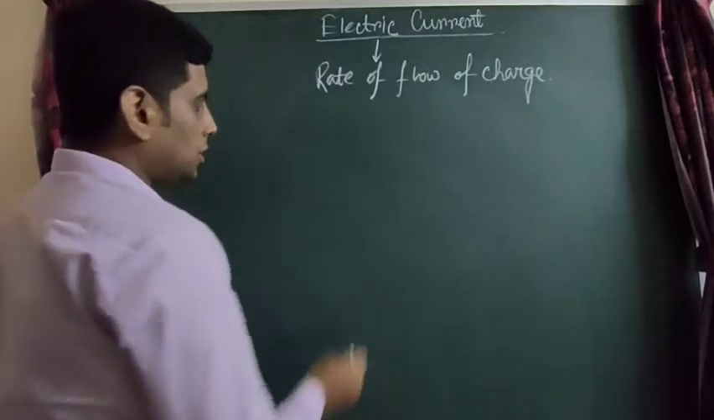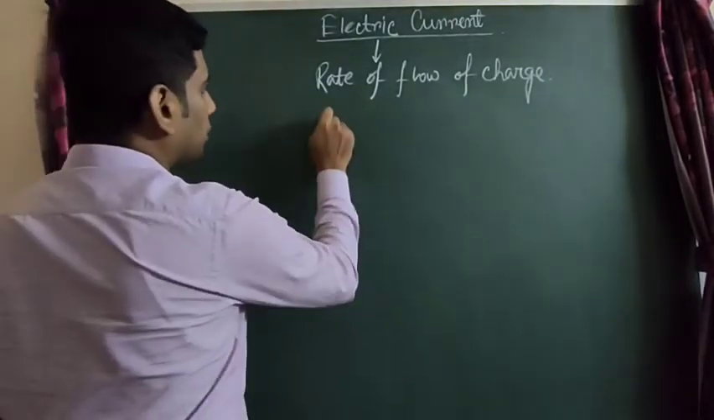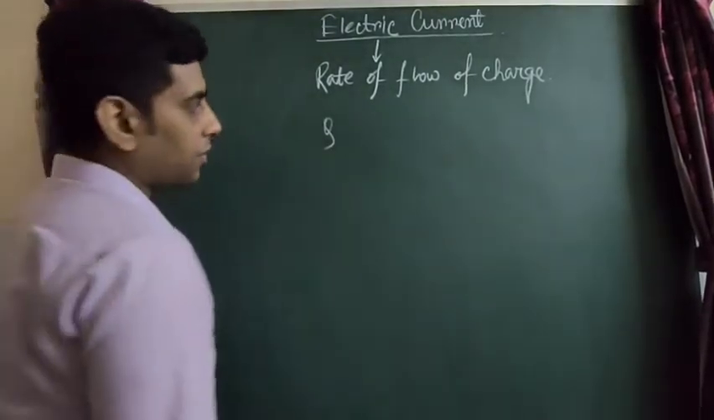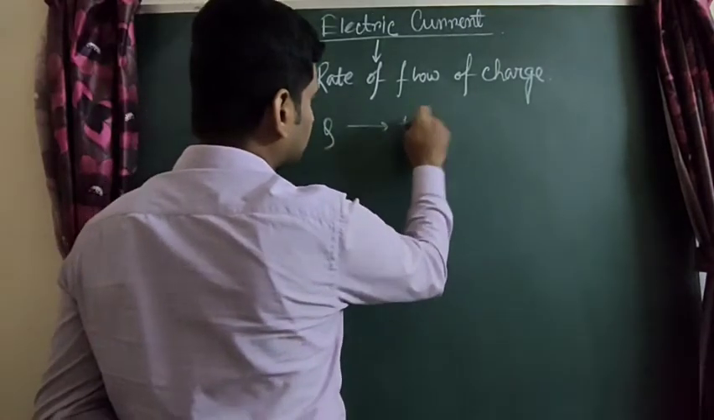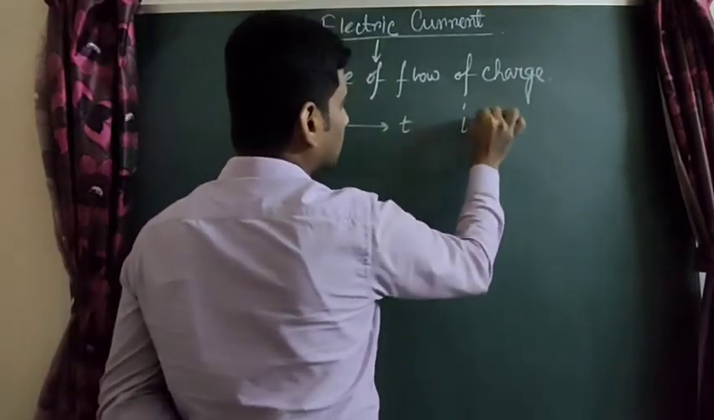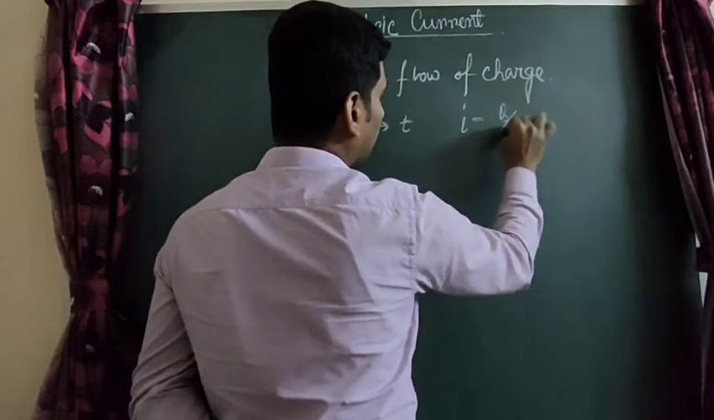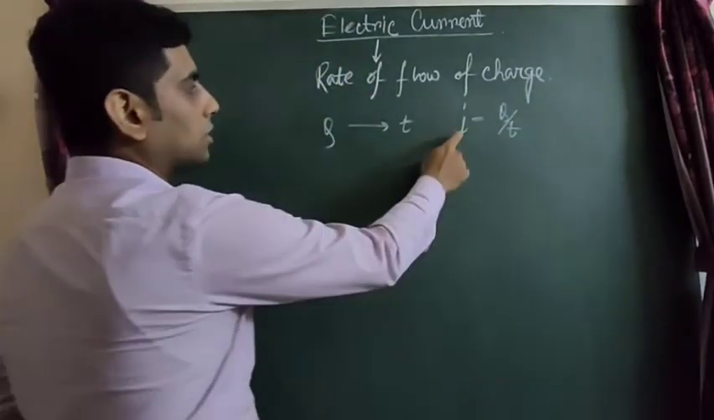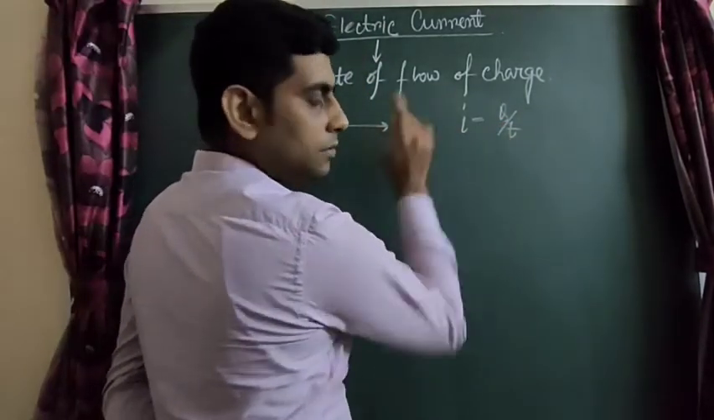What we mean by this? Suppose through a conductor, if Q is the charge which is flowing in t seconds, then current is defined as Q by t. So current is the rate of flow of charge.